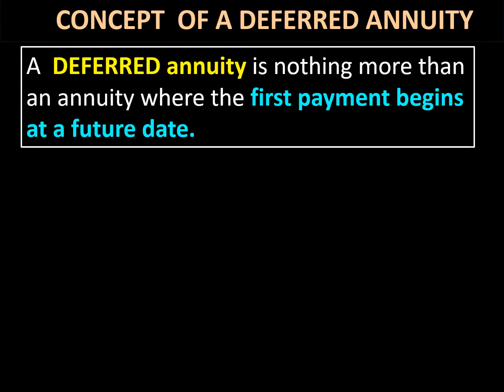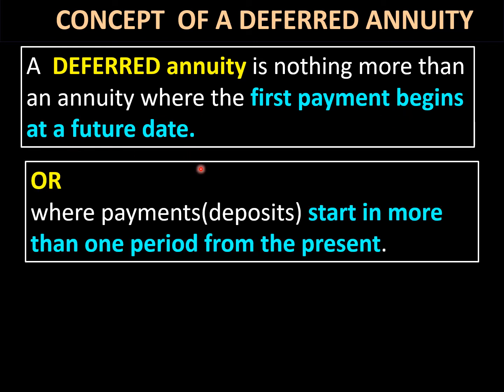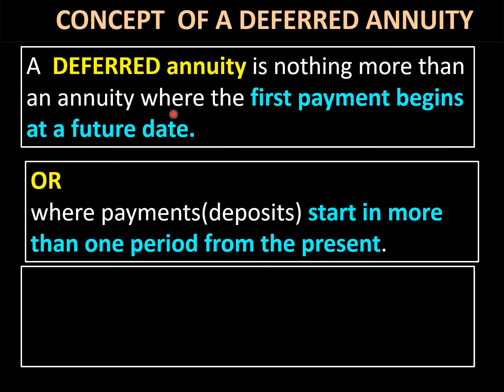Let's just summarize what you have there. A deferred annuity is an annuity where the first payment begins at a future date, or where the payments or deposits start more than one period from the present. Instead of starting at the end of the first month, it can start at the end of the third or the fourth, whatever the agreement is. They're not necessarily at the first. Then we say it's deferred or delayed. The payments are deferred, or the payments are delayed.